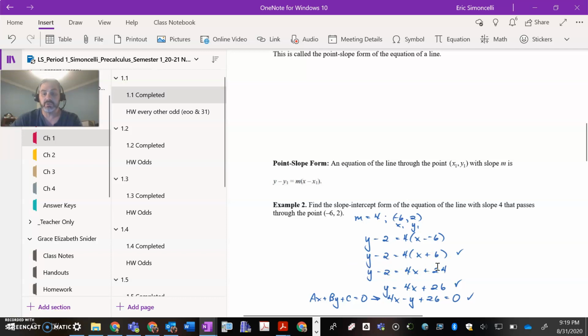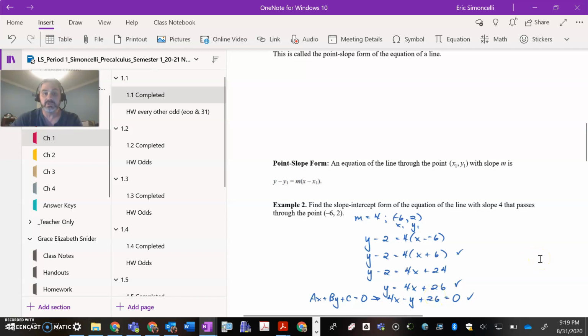We do have extra work to consider because the directions did ask for slope-intercept. And I'm going to take it one step further, even past that. What I do from here is distribute the 4 such that y minus 2 equals 4x plus 24. I can add 2 and I end up with y equals 4x plus 26 as my slope-intercept. Y equals, in other words, mx plus b.